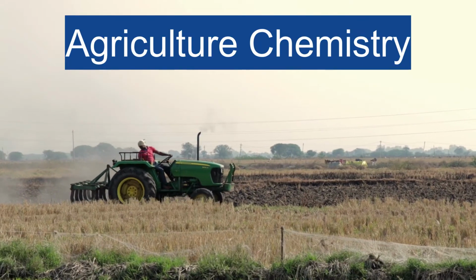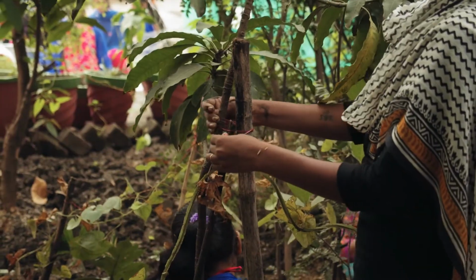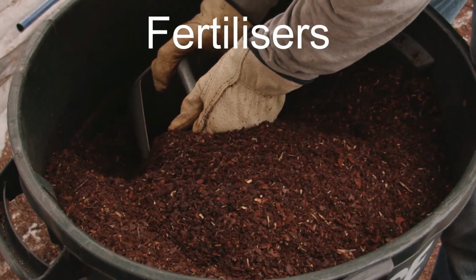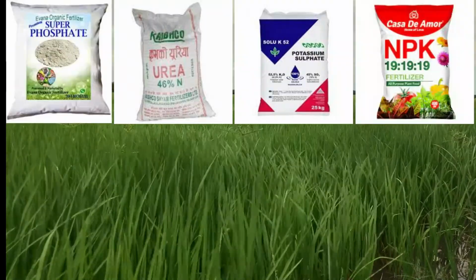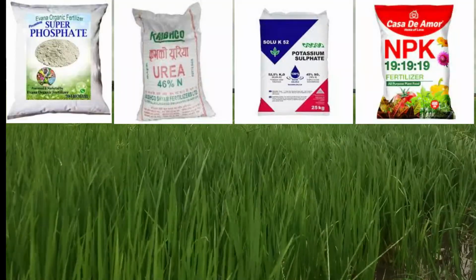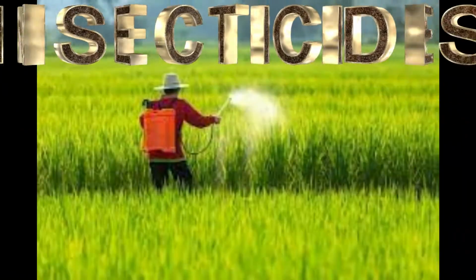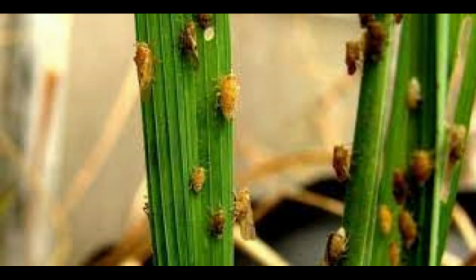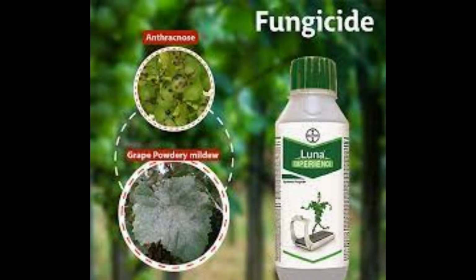1. Agriculture. Chemistry has helped agriculture in various ways by use of chemical compounds that are as follows. Fertilizers. It is added to the soil to improve the fertility of the soil. Examples: superphosphate, urea, potassium sulfate, NPK fertilizers, etc. Insecticides. It is used for killing insects that infect and destroy crops. Examples: BHC, DDT, nicotine, etc.